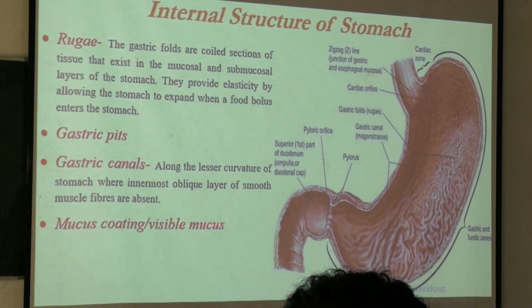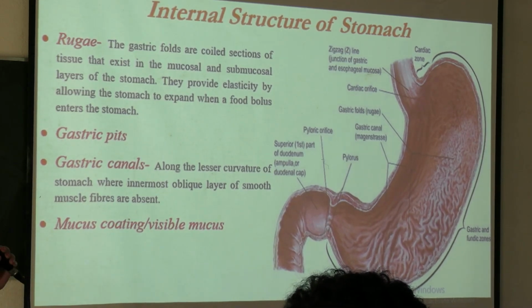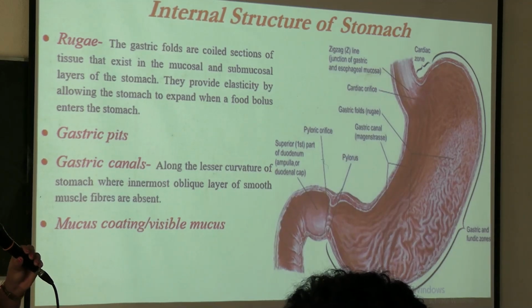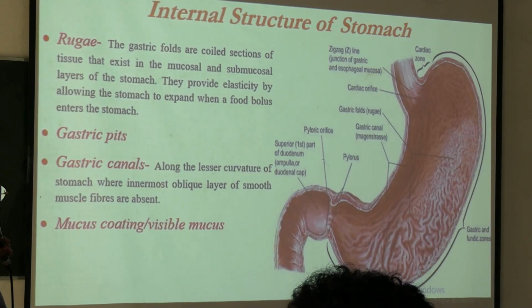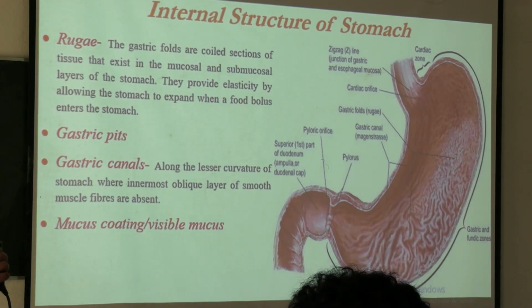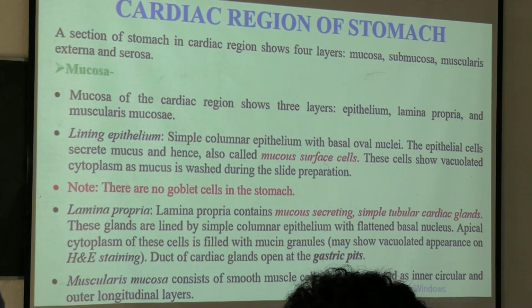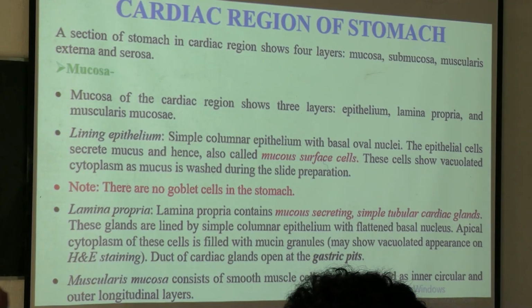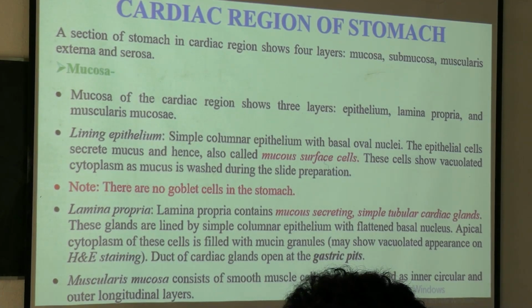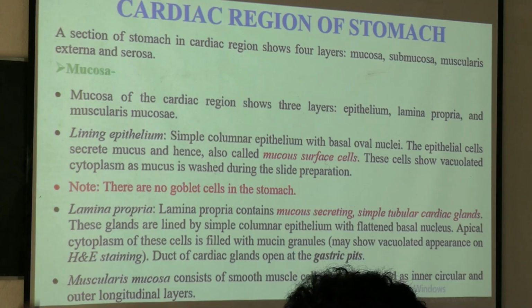Then there is a mucus coating, or visible mucus. This protects the epithelium, this mucus coating. That is very important. If it becomes absent, there will be ulcer formation, okay, gastric ulcer. So we will discuss the individual regions. First is the cardiac region of the stomach.